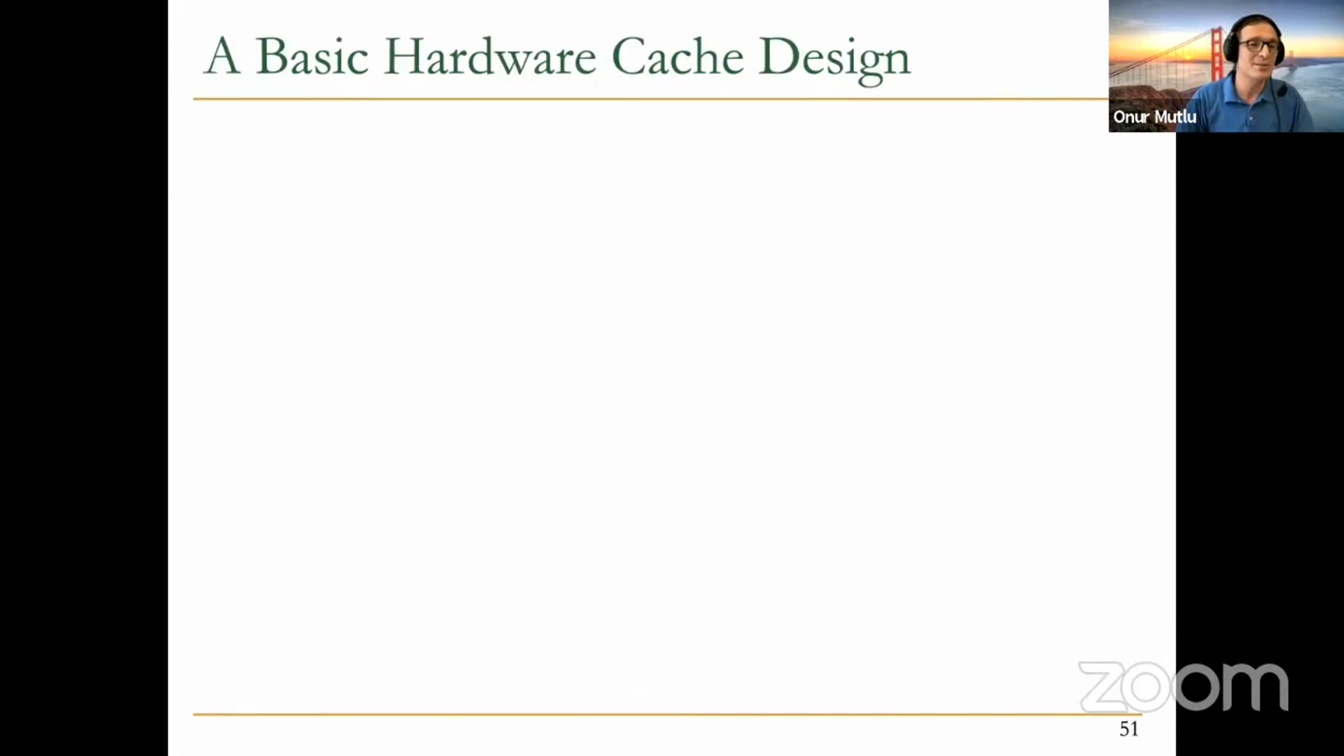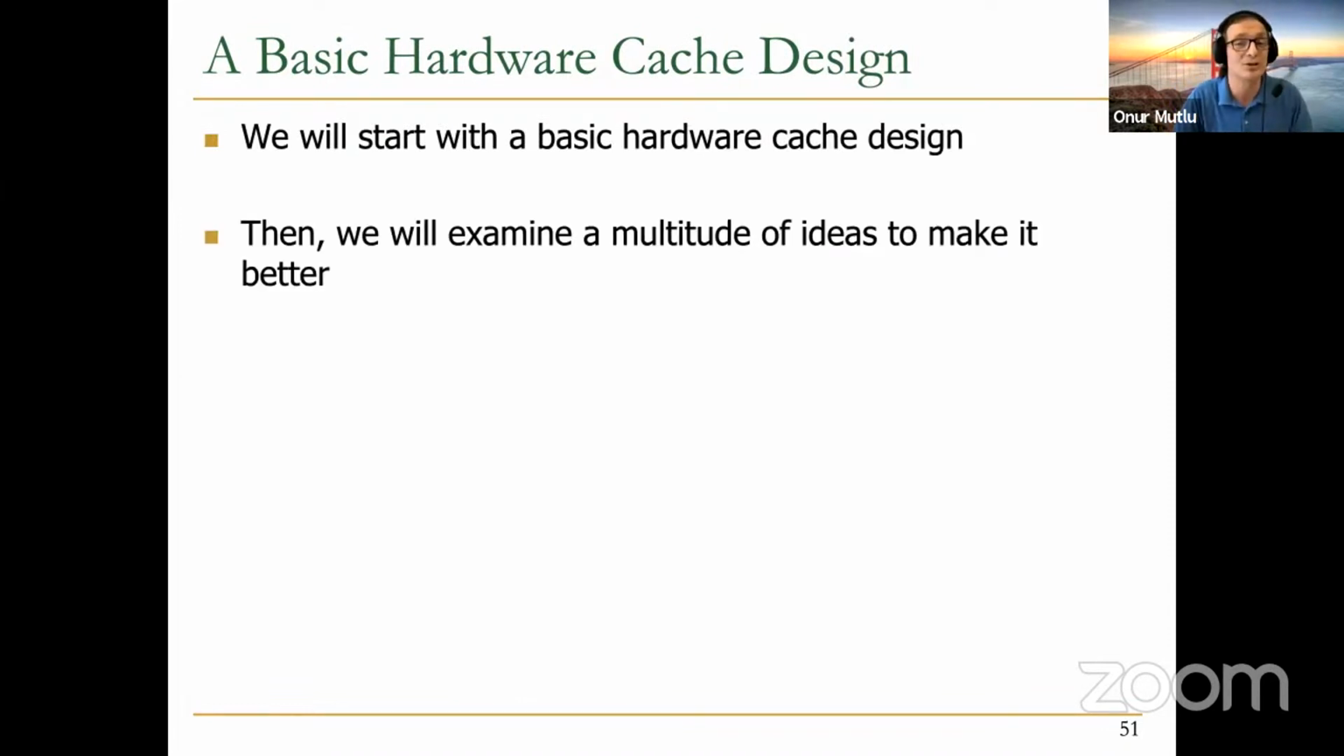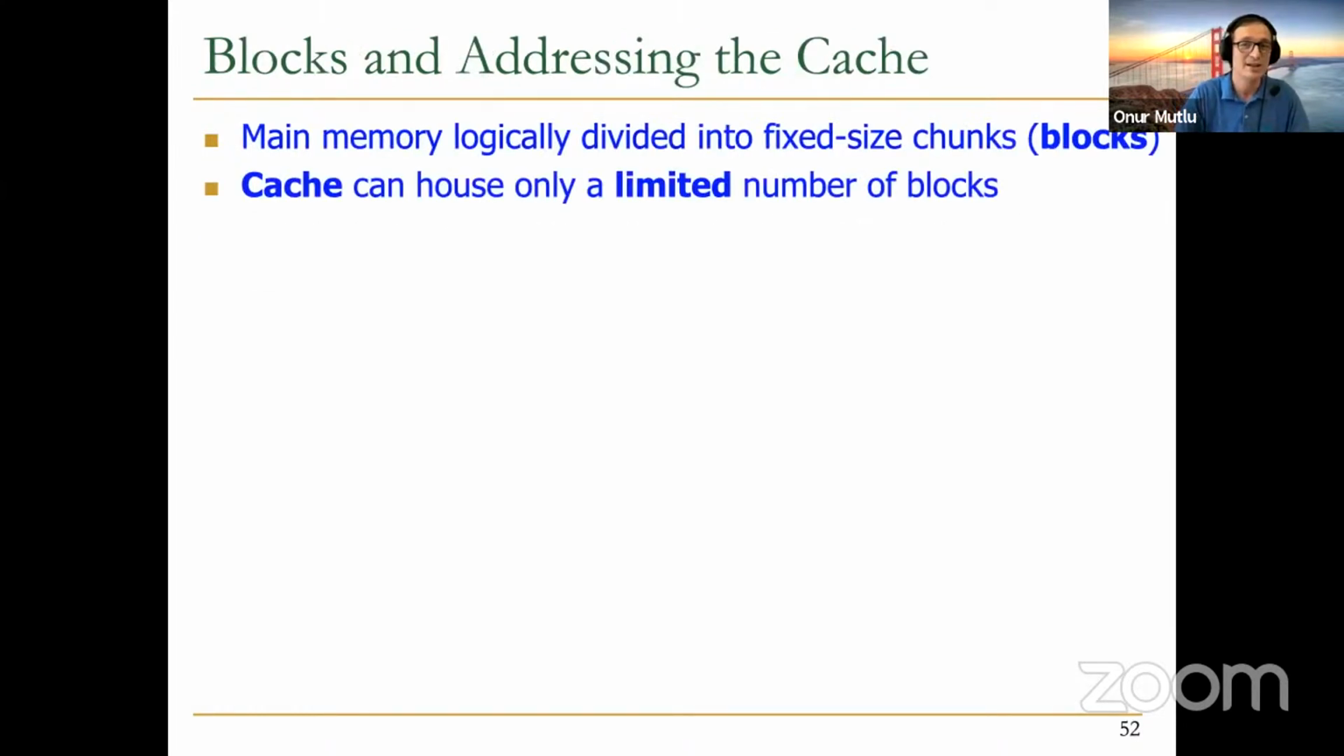Okay, now let's talk about a basic hardware cache design. So we will start with a basic design. Then we will examine a multitude of ideas to make it better. And there are many ideas, as I said, so we'll be selective. So we're going to look at main memory. It's going to be logically divided into fixed size chunks. I'll call them blocks also from now on. But cache can house only a limited number of blocks. This is true for any level of the cache.